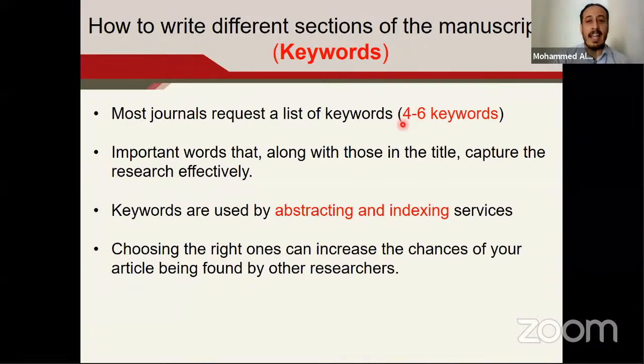Keywords, so I have finished the title. For keywords, most journals request that you submit a list of keywords after the abstract. Usually it's just 4 to 6 keywords. Again, the journals usually use them for abstracting and indexing. So you have to pay attention to keywords because they will make your article more visible to others.